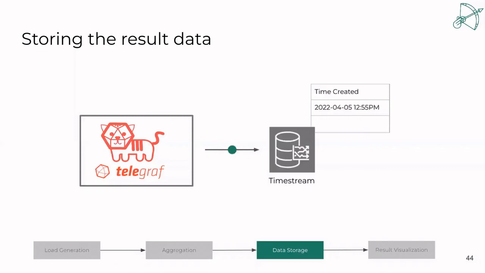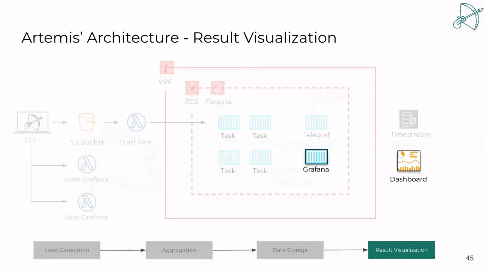At this point, we haven't seen any of the results of the load tests. We needed a means to make sense of the data in a way that was easy to understand. This leads us to our fourth and final component, result visualization. Let's take a look at how we decided to implement this part of Artemis's infrastructure.